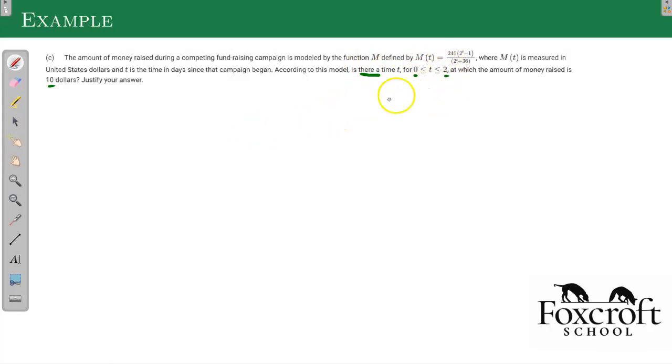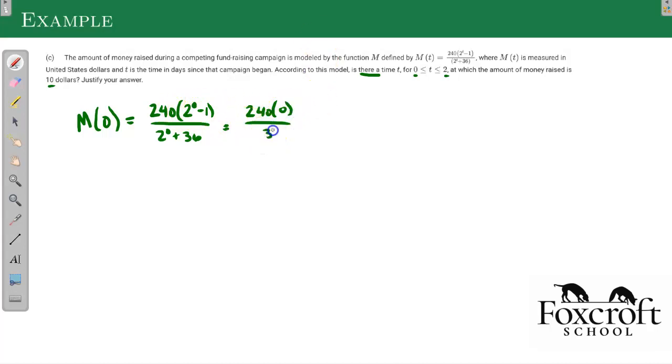And what I'm going to do is look at my starting and ending values, 0 and 2. I'm going to plug 0 into my function. 240 times 2 to the 0 minus 1, over 2 to the 0 plus 36. And 2 to the 0 is 1, so this is 240 times 0 over 37, but that's 0. So I put in 0, I get 0.